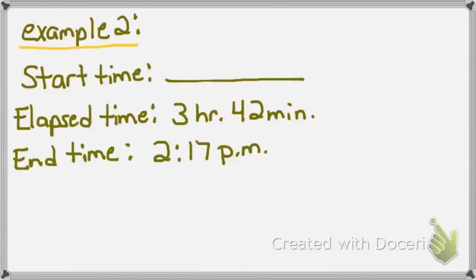Let's take a look at example number 2. This is another format or fashion in which you may see a problem like this. Example number 2, start time blank. Elapsed time, 3 hours 42 minutes. End time, 2:17 p.m. So, of course, I'm working with elapsed time, so I'm going to make my 3 columns.